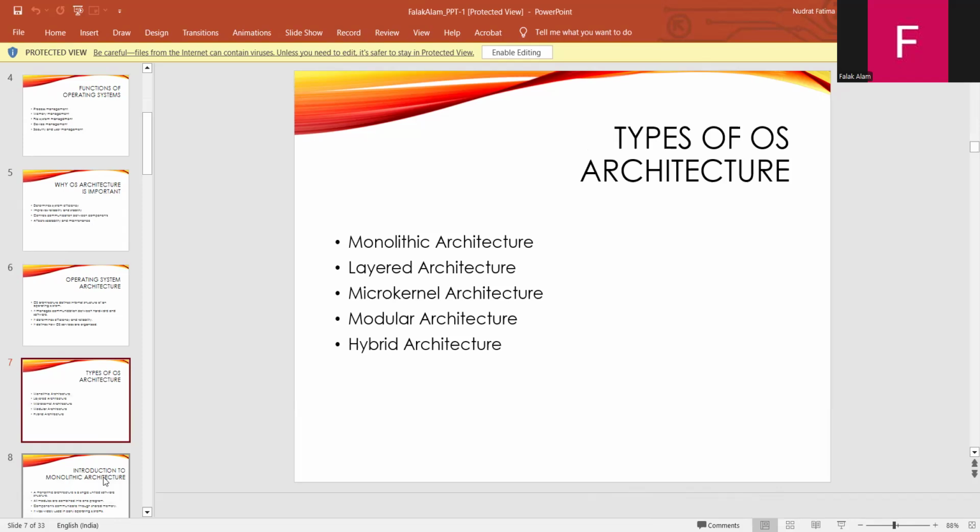Now moving forward with the fourth type, that is modular architecture. In this modular architecture, the operating system consists of independent modules that can be loaded dynamically. As the name suggests, modular architecture means the operating system consists of different modules that can be loaded dynamically, and if we want, we can combine all these modules and function.